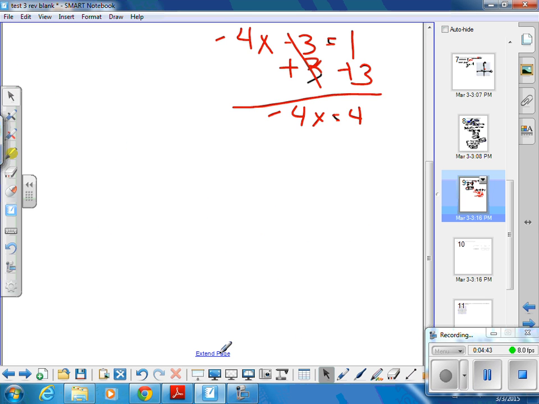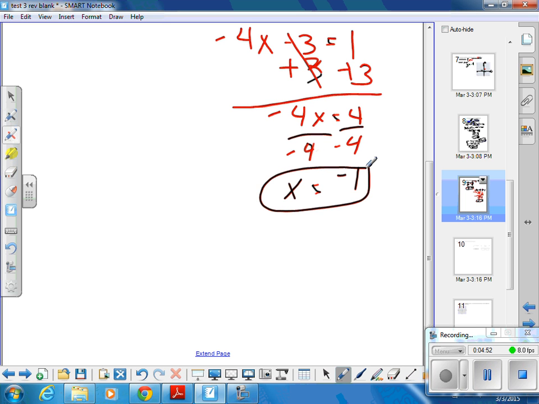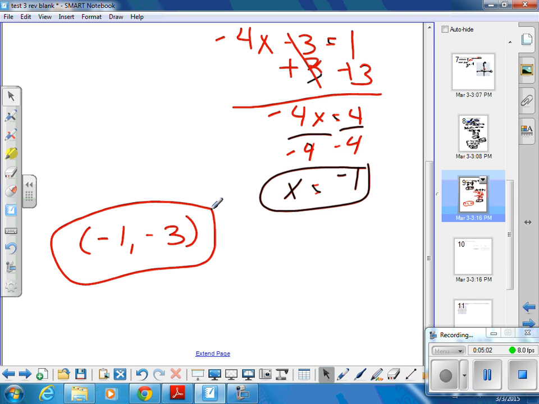So, I go down and I divide now. Divide by negative 4. I get x is equal to negative 1. So I have x is equal to negative 1. And I have y is equal to negative 3 if I want to make it a point. Negative 1, comma, negative 3. Just like that, no problem there.